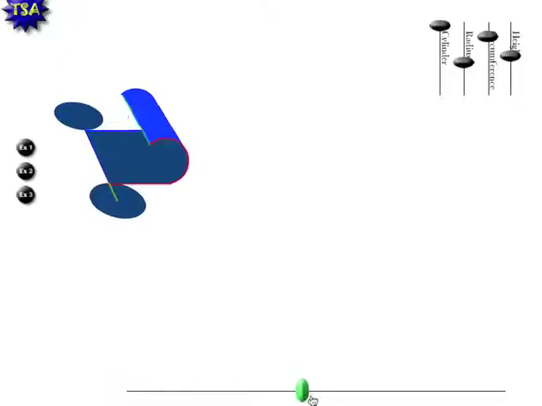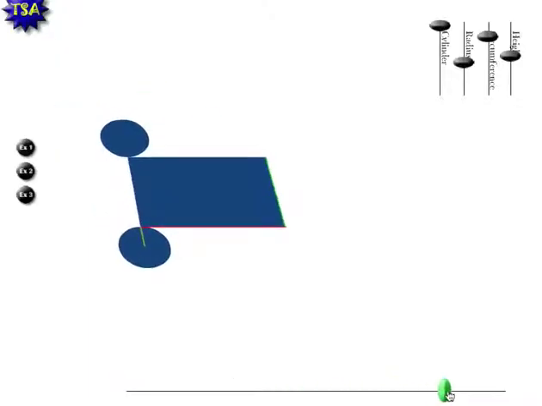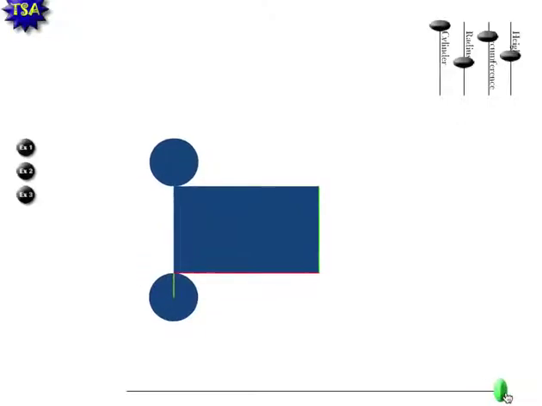Okay, and let's unroll that. Okay, notice when we unroll it, we end up with a rectangle and two circles. Okay, and the length of this rectangle happens to be the same as the circumference, or the perimeter of the circle, right? Remember, the circumference is the perimeter.